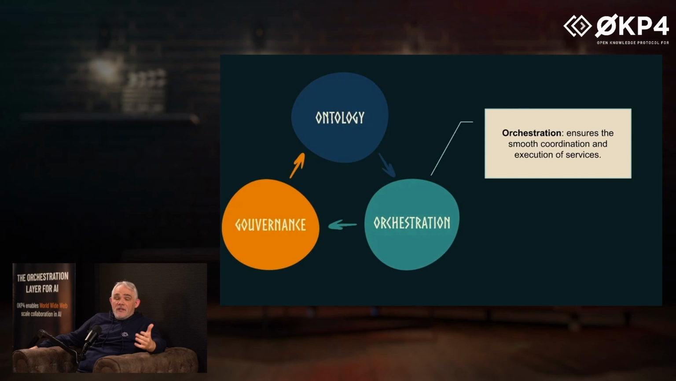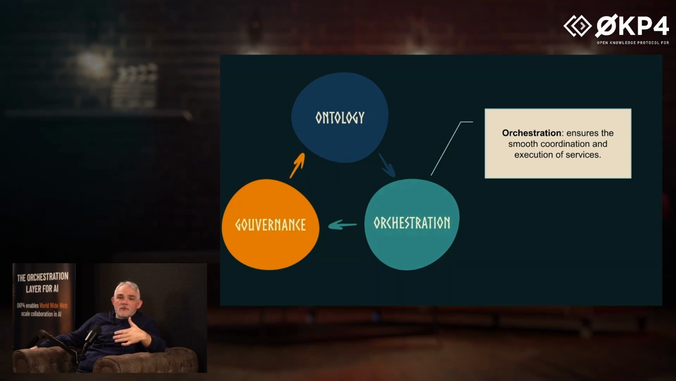And then we have the third pillar, which is the orchestration layer, which is based on the knowledge given by the ontology on one side and the respect of the rules defined by the governance on the other side, and which allows us to animate, coordinate, and orchestrate all the different resources based on a workflow. So now let's deep dive into the architecture of the protocol.